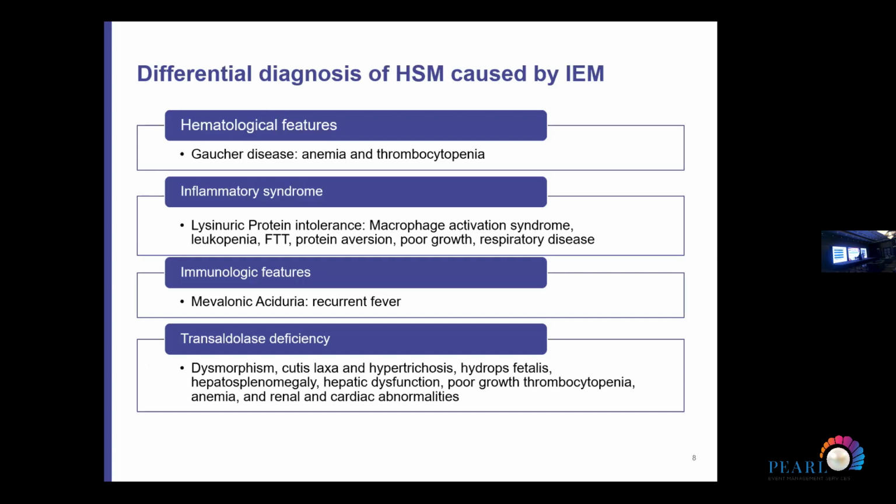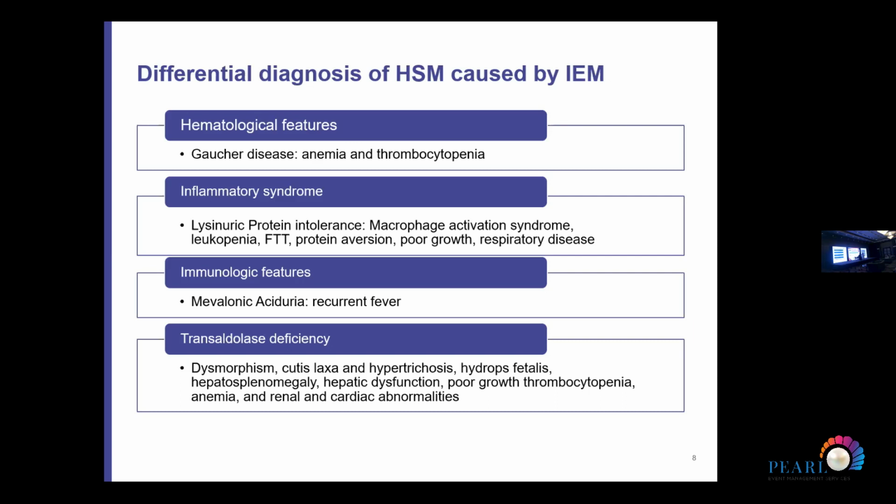Moving on to the differential diagnosis of hepatosplenomegaly in terms of metabolic diseases, mainly presenting with hematological features. If the child has hepatosplenomegaly and is found to have significant anemia and thrombocytopenia, Gaucher disease is among the top differentials that needs to be excluded.